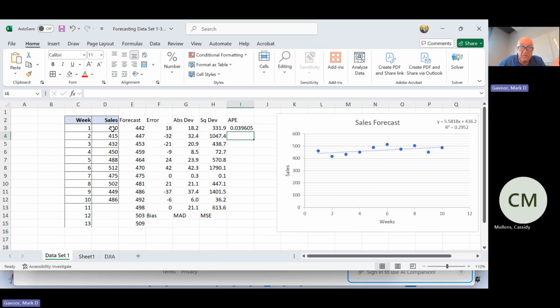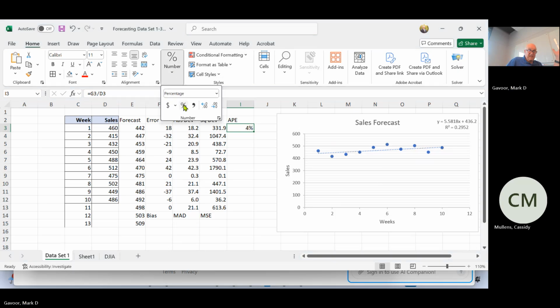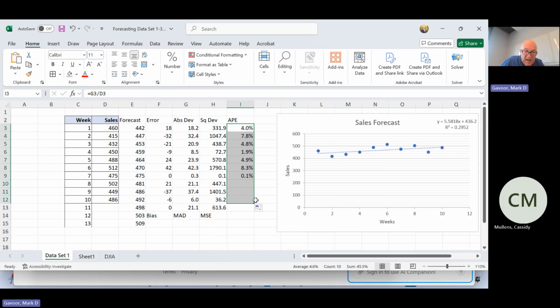Then it would be 3.9605. But Excel is such a benevolent, nice thing. If you go to where it says number and click where it says percent, it tells you 4%. If I want an extra decimal place, it gives you one. And if I copy this all the way down, by grabbing the corner and dragging it, it gives me my percentage there.